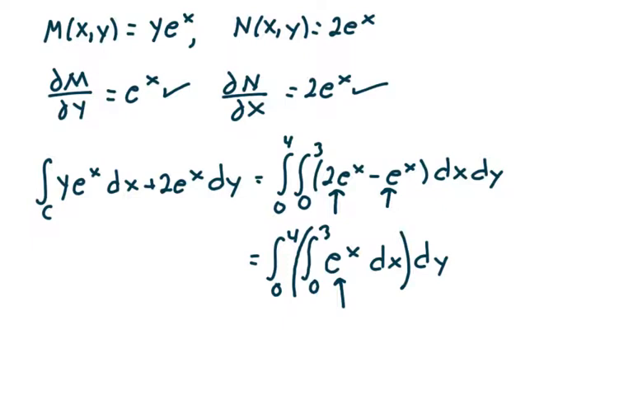So remember that 2e to the x minus e to the x is e to the x. So we're going to do the innermost integral first. So in other words, I'm going to integrate from 0 to 3 of e to the x dx. I'm going to take that result and then integrate from 0 to 4 of that result, dy. Okay, so start inside, work your way outside.